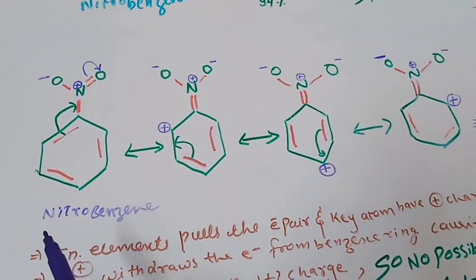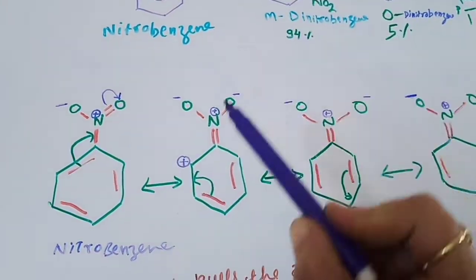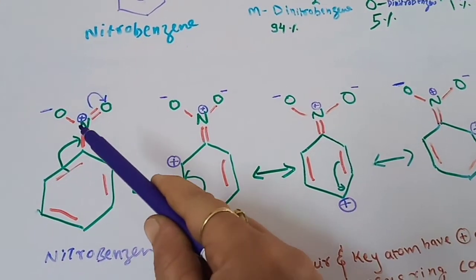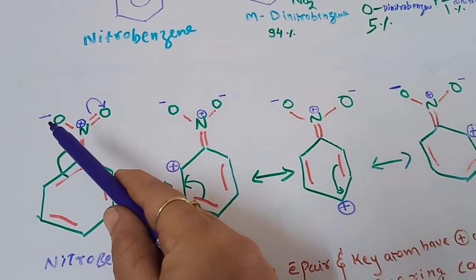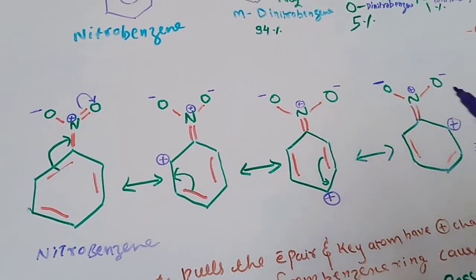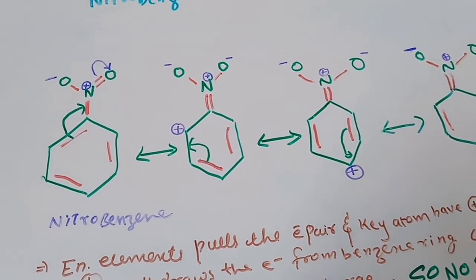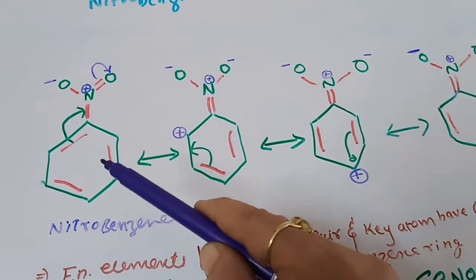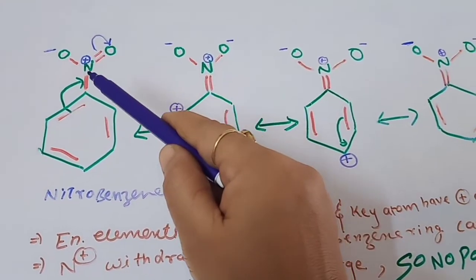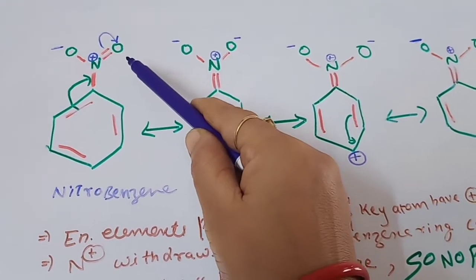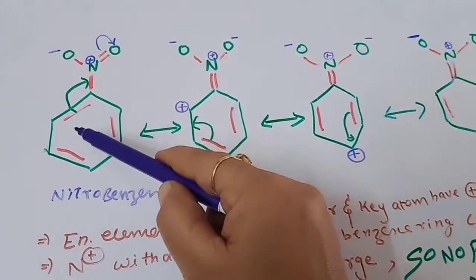Now, nitrobenzene. Similarly, as we have seen in the structure of the NO2 group, nitrogen will acquire the positive charge and the oxygen will take the electrons, so it will have the negative charge. So what will happen here? It is just opposite to the ortho-para directing groups. What happens in an ortho-para directing group? They supply electrons to the ring, but in the case of a meta directing group, as the key atom is attached to a highly electronegative element like oxygen, it will take the electrons from the ring.